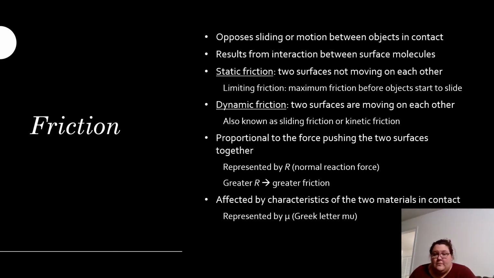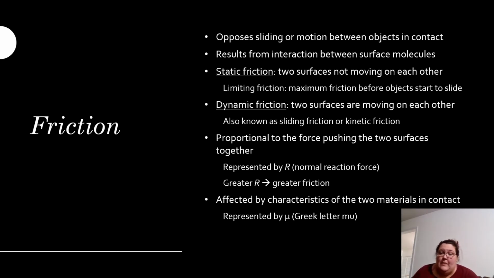We also know that friction is going to be proportional to the force pushing these two surfaces together. We tend to refer to this as R. So the greater R is, the greater the friction is. Again, there are moments where we want friction to be high and moments when we want friction to be low.